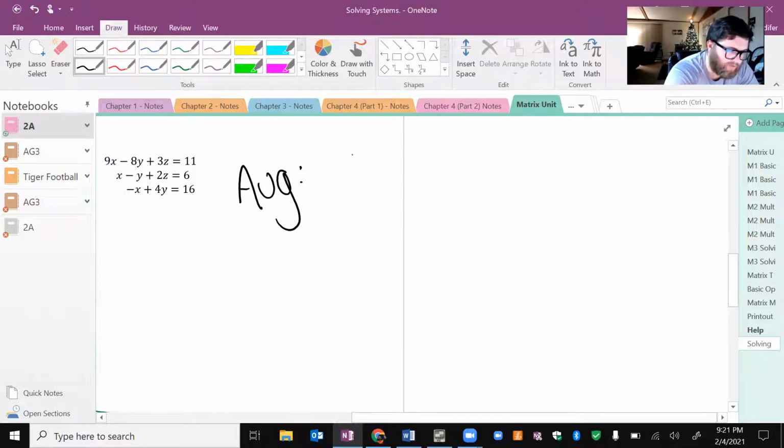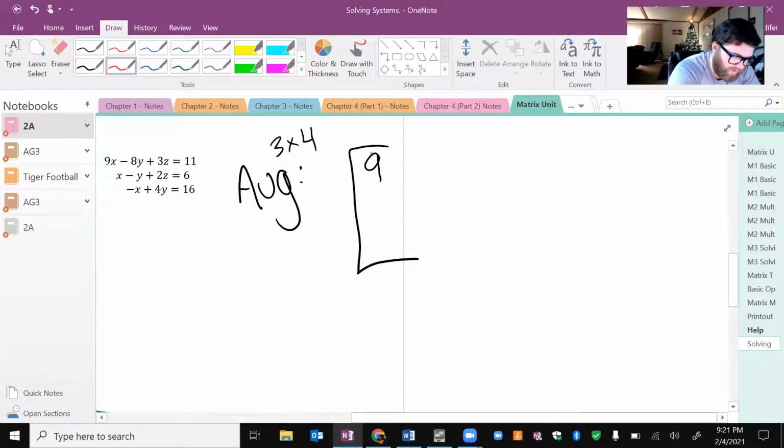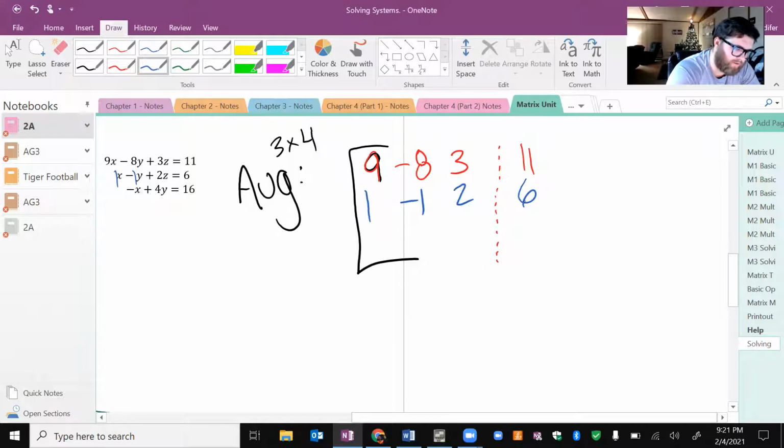What kind of matrix is this going to be? It's going to be a 3 by 4. We're going to have 4 columns and 3 rows again. All right, here we go. Let's pop off the coefficients. Should I use different colors again? Yeah. Top row is going to be red: 9, -8, 3, and remember this dotted line, 11. Middle one is going to be blue. So I have 1, -1, 2 on my z, and 6 for the solution on the other side of the equal sign.